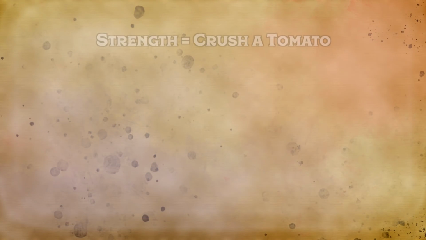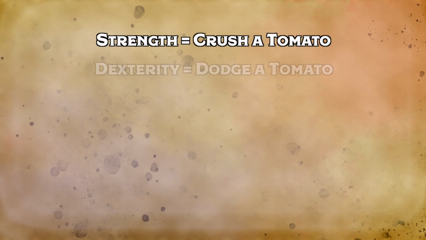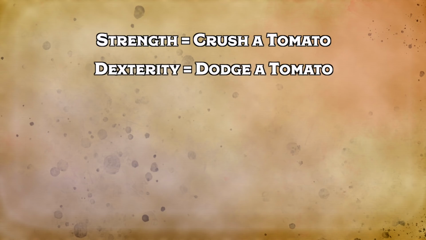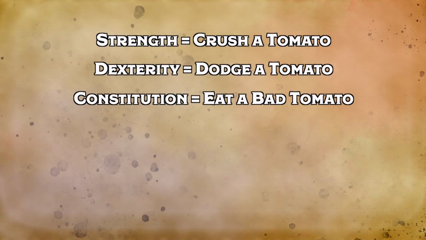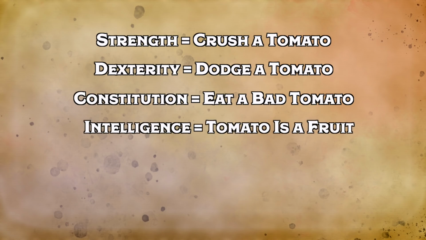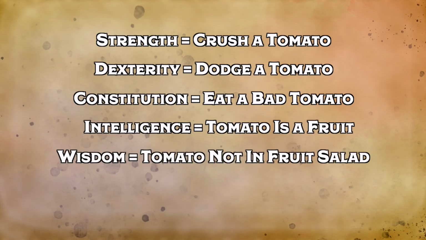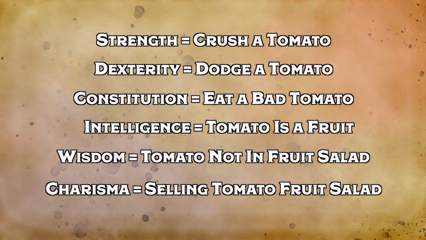For new players, the ability scores themselves can be quite confusing on what they're used for. So I have an easy way to remember, which is something that we found on Reddit using a tomato theory, which goes like this. Strength is your ability to crush a tomato. Dexterity is your ability to dodge a tomato. Constitution is your ability to eat a rotten tomato and not get sick. Intelligence is knowing that a tomato is a fruit. Wisdom is knowing not to put a tomato in a fruit salad. And charisma is being able to sell a tomato-based fruit salad. Which would just be salsa.